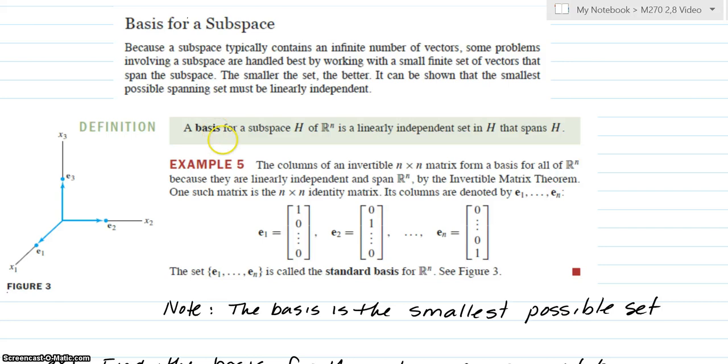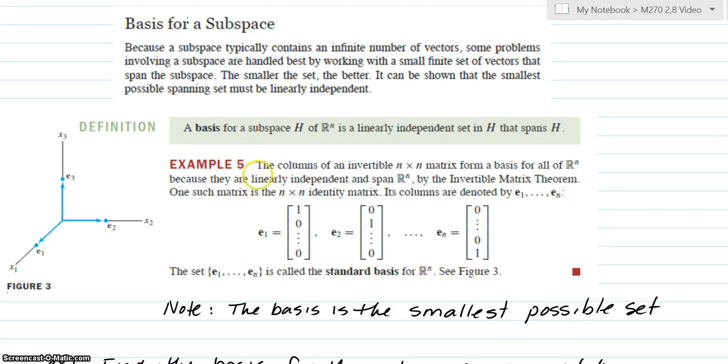If you have a subspace H of R^n, a basis for H is a linearly independent set that spans H. That's what a basis is. Note that the basis is the smallest possible set. They have an example here for e1, e2, all the way to en. Those are linearly independent. Therefore, the set of vectors e1 through en is called the standard basis of R^n.